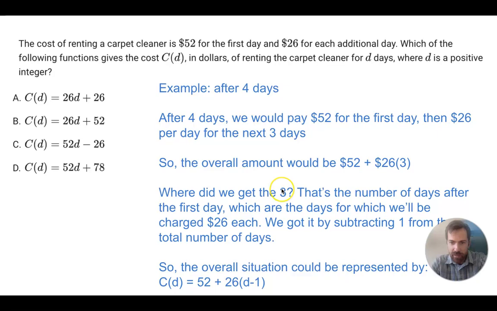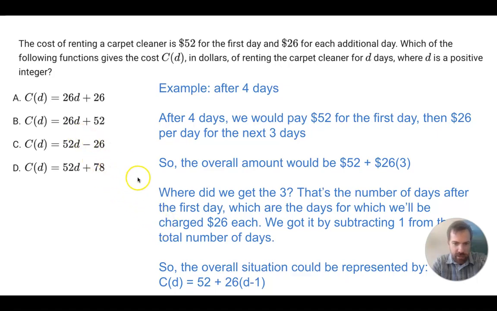So where do we get that 3 again? That's the number of days after the first day. So those are the ones that we're being charged $26 per day for, just those ones after the first day. So we got it by subtracting 1 from the total number of days. That's because this initial rate is just for the first day, so that's why we're subtracting 1. So the additional days is D minus 1. So overall, we could represent this situation by $52 plus 26 times (D minus 1). So in our example, D was 4, but D could represent anything. D minus 1 would give us the number of additional days, so that's the number of days we're being charged $26 for.